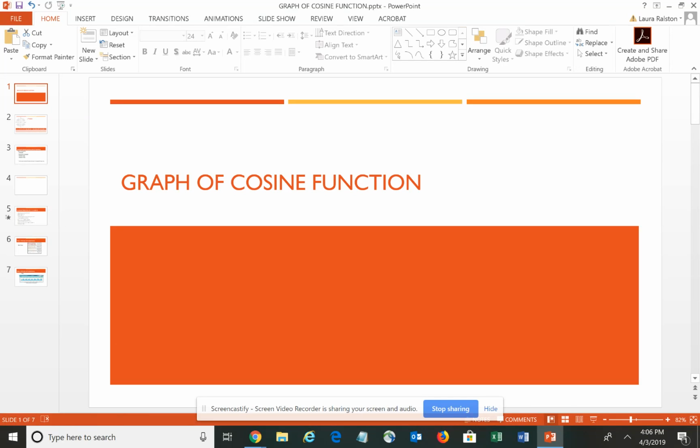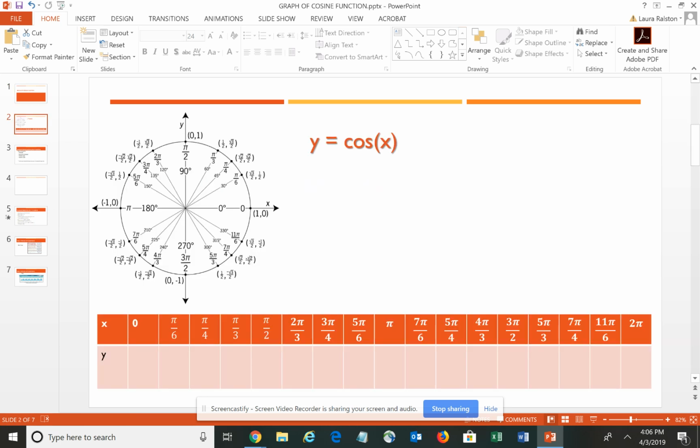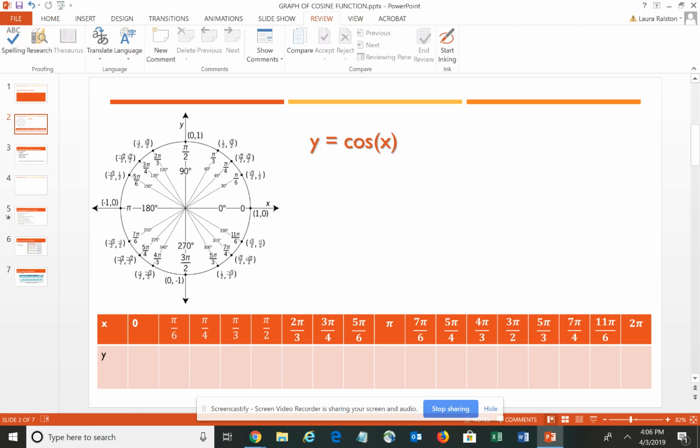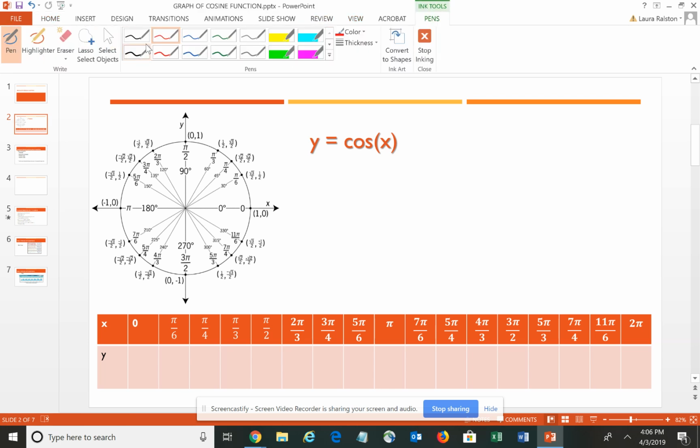In this video, we're going to take a look at the graph of the cosine function. Again, this is the very basic graph of what the cosine function would look like. Okay, so again, the function we would write y equals the cosine of x, where x is our input and is actually an angle measure.